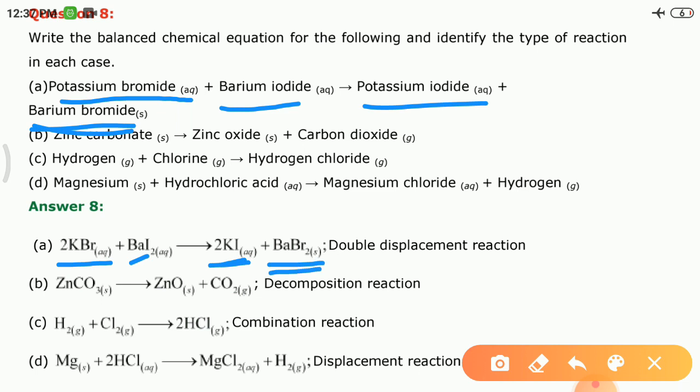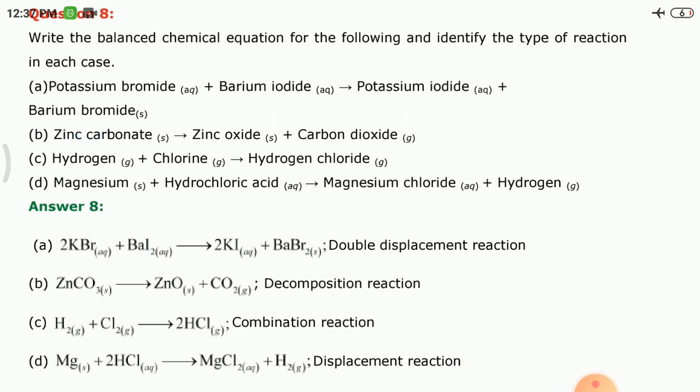Here we can see that they are exchanging their ions with each other. So it is a double displacement reaction. And by that equation, in barium iodide we will get 2 iodide ions. For balancing 2 iodide ions, we want 2 potassium ions. And for getting 2 potassium ions, we have to put 2 here. So the balanced chemical equation will be 2KBr aqueous plus BaI2 aqueous gives 2KI aqueous plus BaBr2 solid. This is a double displacement reaction.